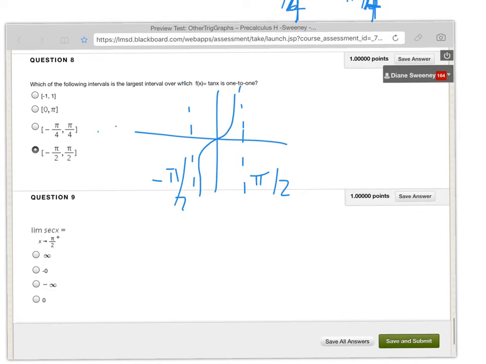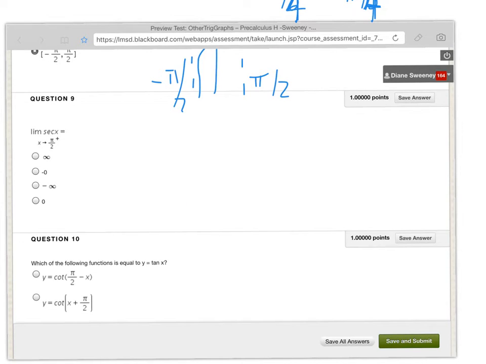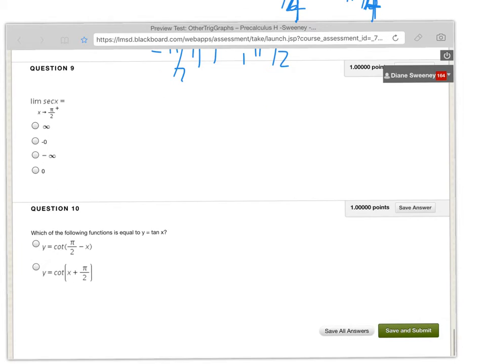For question 9, we need to look at the limit as x approaches pi over 2 from the right for secant. And again, by now, I'm hoping you know the graph of secant. You know that it is an even function. You know secant has asymptotes at pi over 2 and negative pi over 2. So the middle branch of secant looks like this. And we are looking for the limit as x approaches pi over 2 from the right. So in fact, I am coming in from this direction, right? So I need to be a little bit greater than pi over 2.